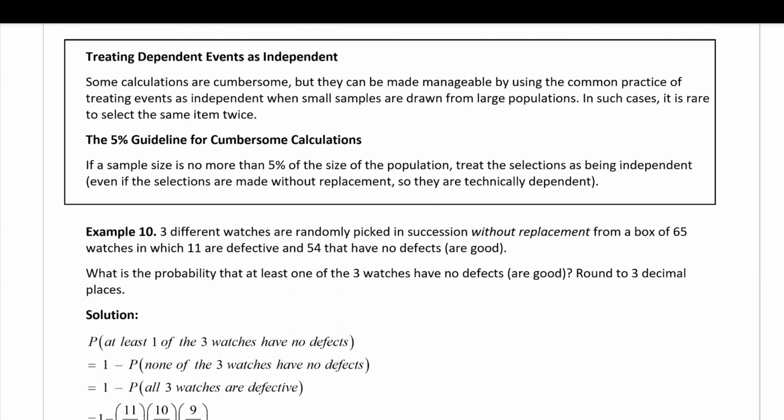In this case we have 3 different watches randomly picked in succession without replacement. That means these are dependent events, right? You're not replacing the watch back into the box for every subsequent selection. We have a box of 65 watches in which 11 are defective and 54 are good. What's the probability that at least one of the 3 watches has no defects? Basically, what's the probability that they're not all defective? Round to 3 decimal places.